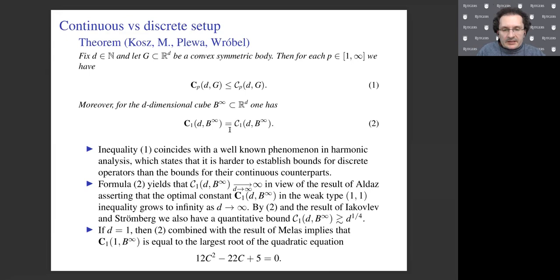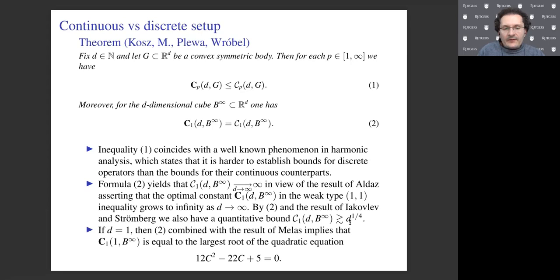result of Aldaz, we know that this constant explodes when d goes to infinity. It also tends to infinity. So in view of this result, the same holds in the discrete setup. And also, we have some quantitative bounds in view of the result of Iakovlev and Strömberg, who showed that the continuous optimal constant has a bound like the dimension to the 1/4 from below. And of course, now using this identity, we can transfer this bound to the discrete setup, and we also have that the discrete optimal constant is bigger than the dimension to the 1/4.